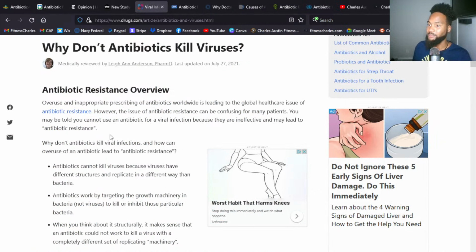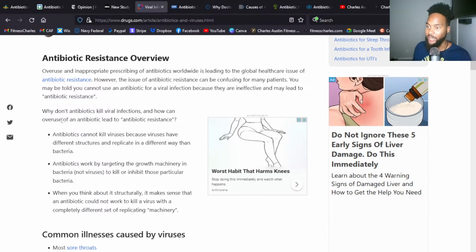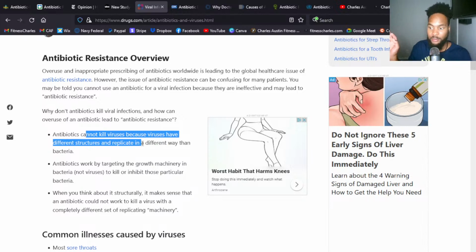So here's the thing about viruses: antibiotics don't kill viruses. Why don't antibiotics kill viral infections? Antibiotics cannot kill viruses because viruses have a different structure and they replicate differently. Long story short, they're not the same. If you have a Phillips head screw, you're not going to get an Allen wrench. It's not the right tool for the job. The same can be said about antibiotics.